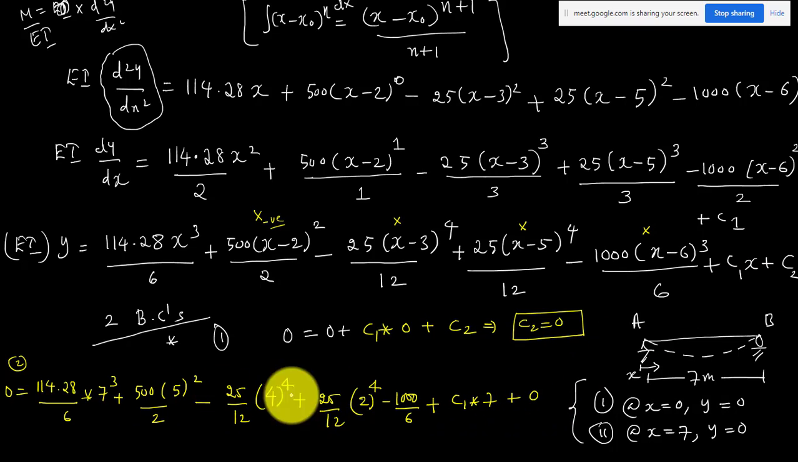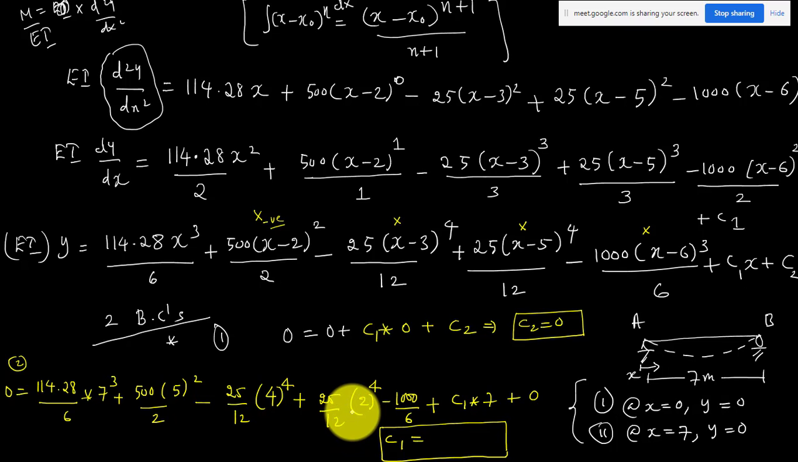So now I got one equation in terms of C1. If you solve it, you will get the value of C1. Some of you please solve it and tell me the value of C1. 54.8. It is positive, no? 54.8 for C1. Okay, so C1 is positive 54.8. So now we got the value of C1.